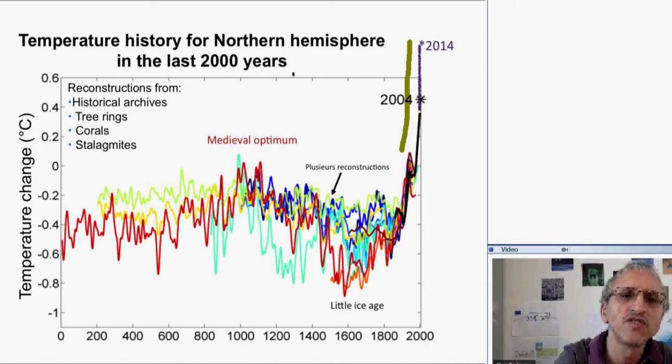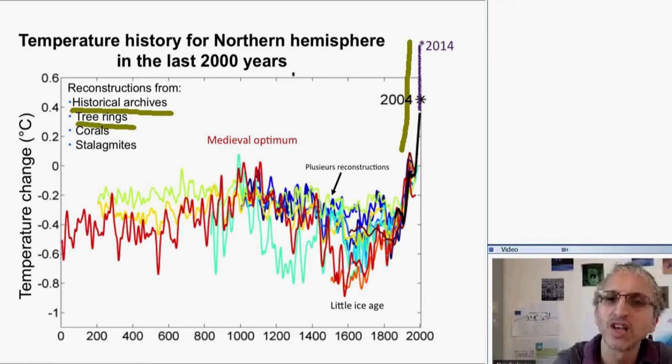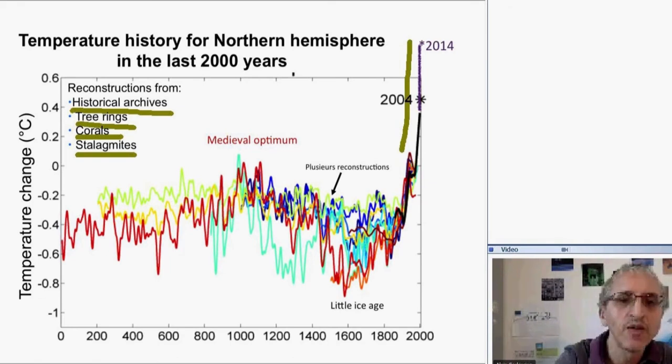So here you've got the historical archives, but you can also look at tree rings, and we can go back in time. You look at very old trees, and depending on the type and the space between tree rings, you can derive the temperature. We can look at corals and stalagmites, in caves, and derive the temperature variation in the last 2000 years. And what you see is that it has been pretty stable.